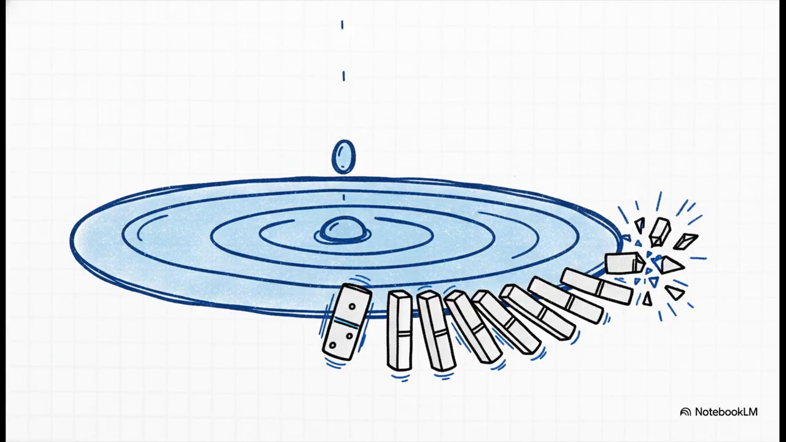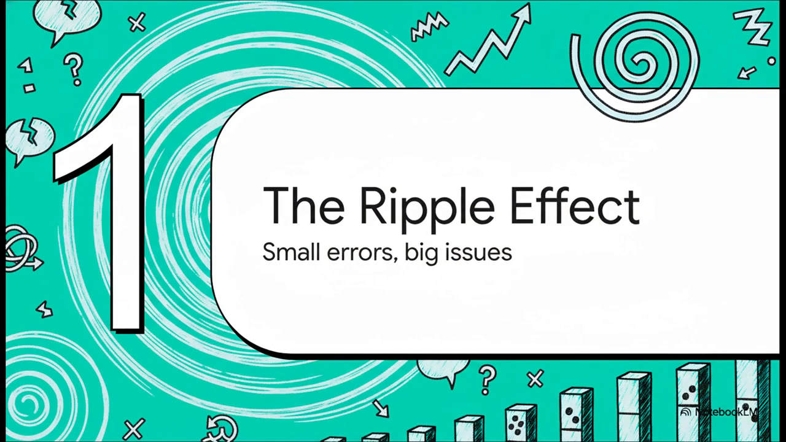And look, the stakes are way higher than you might think. We're not just talking about wasting a minute or two here. A single bad instruction, it's like tipping over the first domino. It can totally derail an entire activity. The confusion spills over into the next task, and before you know it, the whole thing just collapses. All right, so first up, the ripple effect. We're going to dig into why these small miscommunications can cause some really big problems. It's all about that chain reaction.